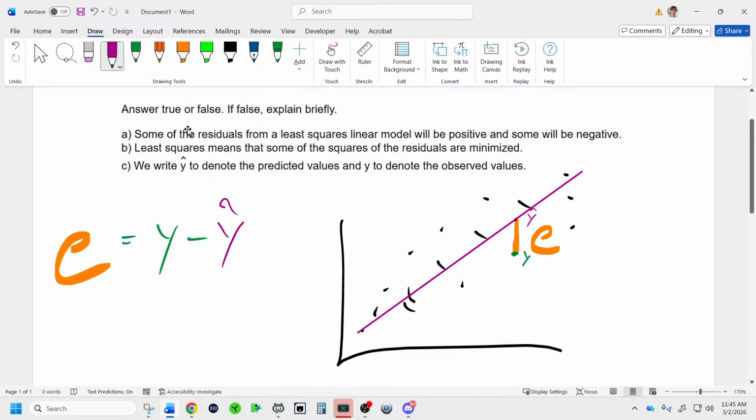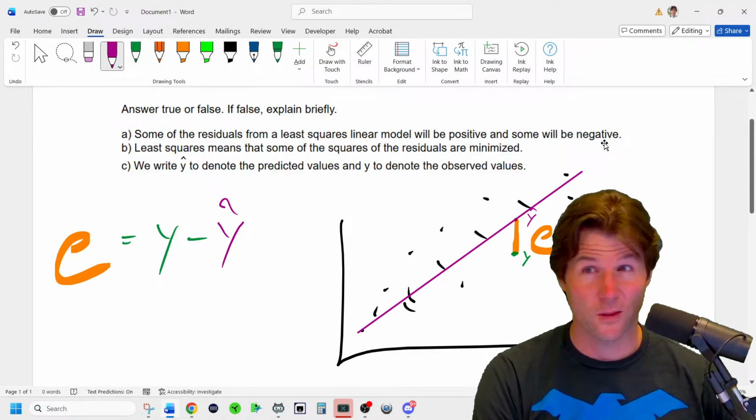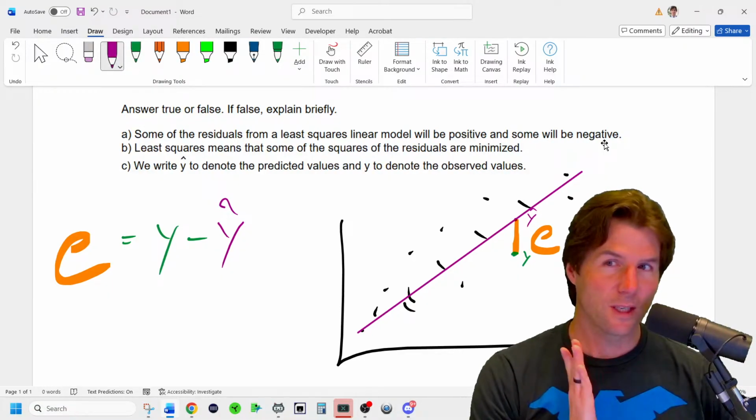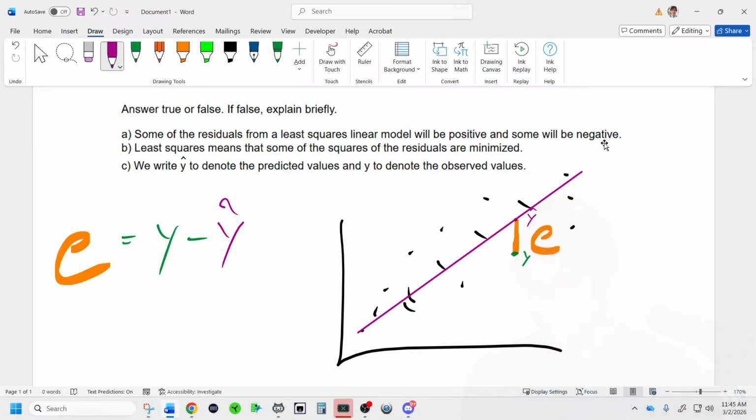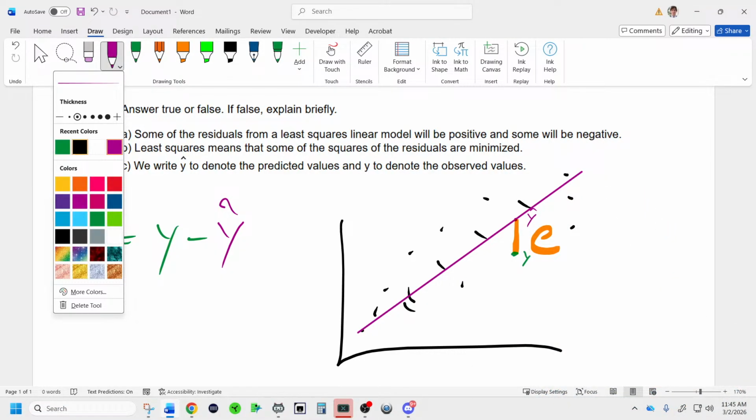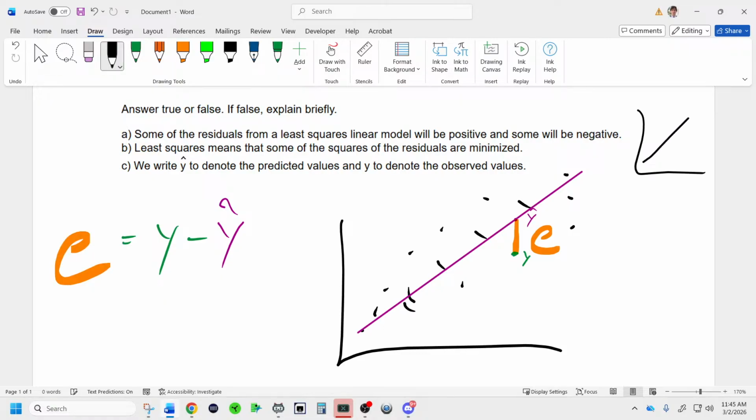It says some of the residuals from the least squares linear model will be positive and some will be negative. This is true-ish. There is the point when they're all zero, if they're all on the line. They don't get into that specific case, so I get a little bit angry with this question, because you could have a model where all the points are perfectly zero, and then there would be no residuals. It should say if residuals exist, some will be positive and some will be negative unless they're all zero. That'd be more exact.